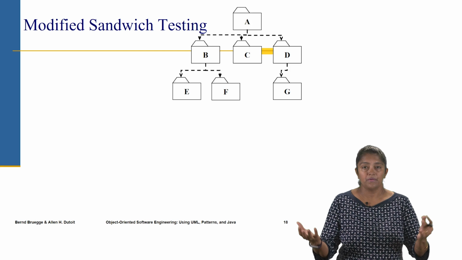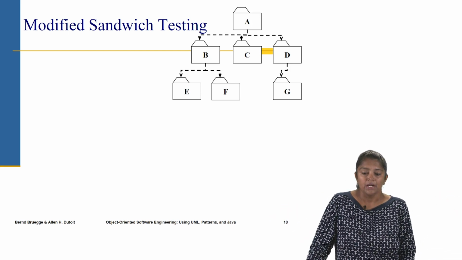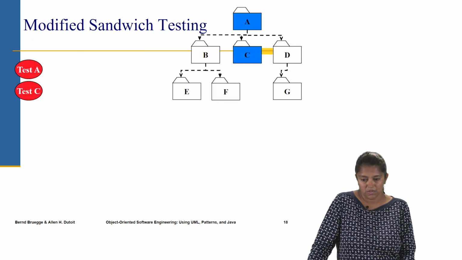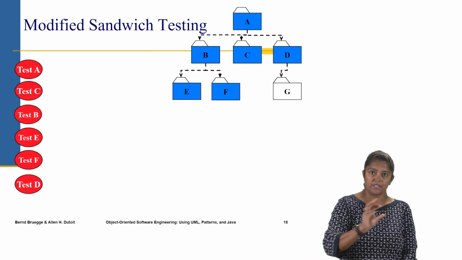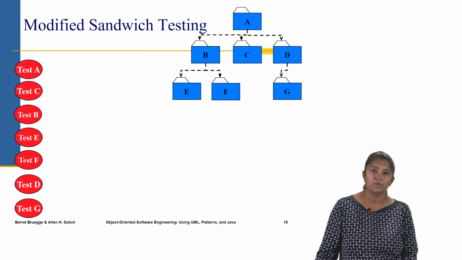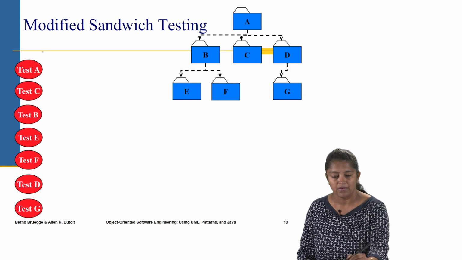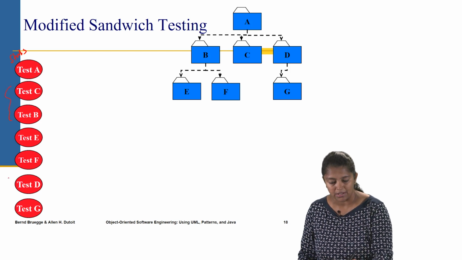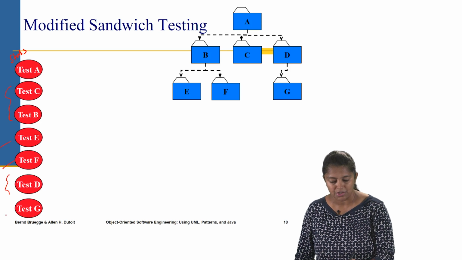So that way we're putting the entire system together and then testing it. The way it's done is, we test all of the subsystems individually. If it's in the topmost layer, like in the case of A, we use stubs. In the case of B, C, and D, we use both drivers and stubs. And in the case of E, F, and G, we use drivers.